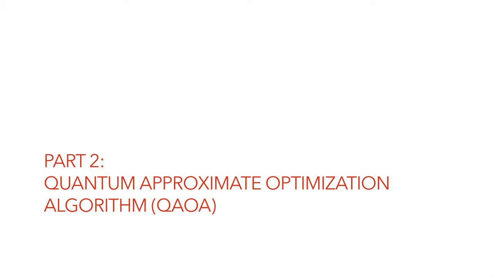So I've told you how to construct a Hamiltonian representing your problem. Now what we want to do is solve this Hamiltonian using a quantum computer. We're going to do it using the quantum approximate optimization algorithm.